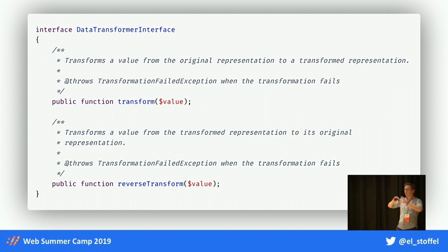So the transformation should be reverted by the reverse transform. Right? In the example, we have an email object. So the transform should create an email object from a string, and the reverse transform should create a string representation from the email object.